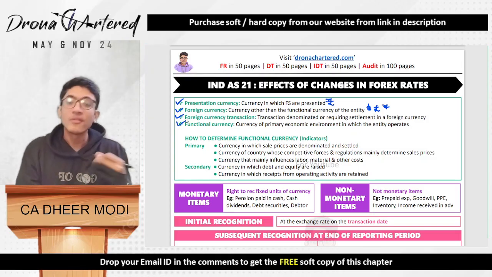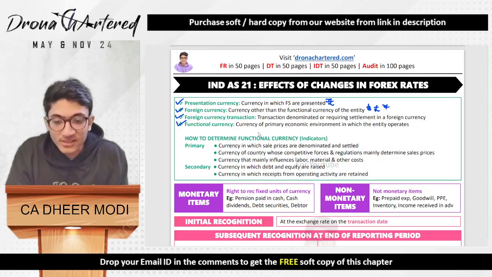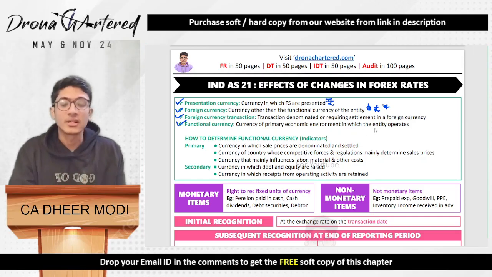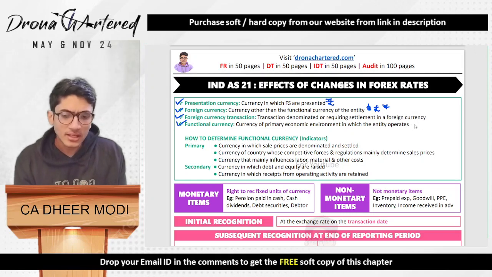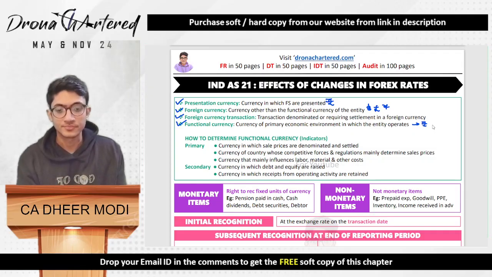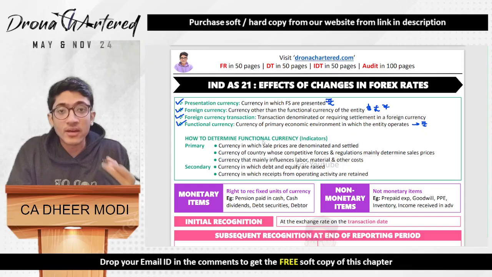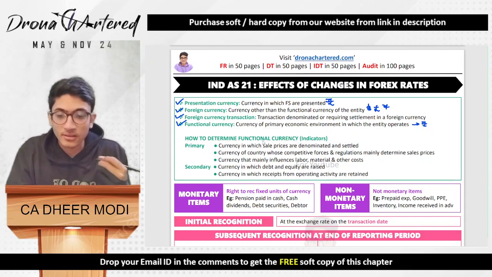And last is your functional currency. Now, your functional currency is the currency of the primary economic environment in which the entity operates. So, if your entity mainly operates in India, then in such a case, your functional currency will also become rupee. Now, how to determine your functional currency? How do you identify what is my functional currency?